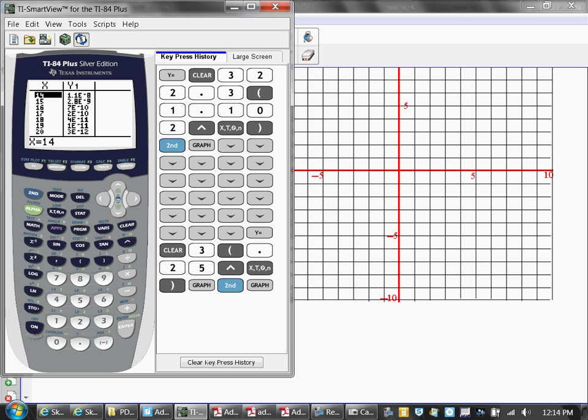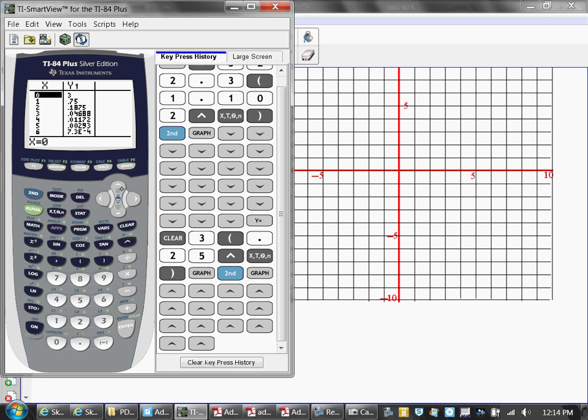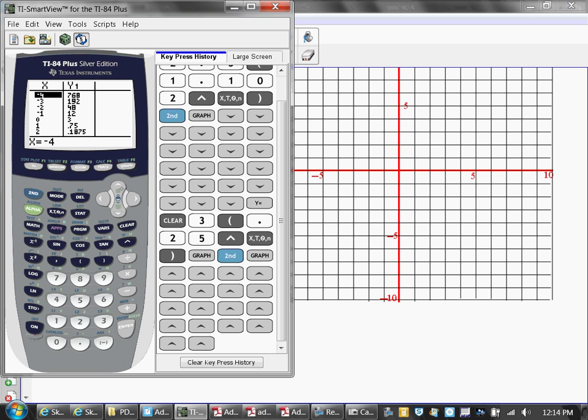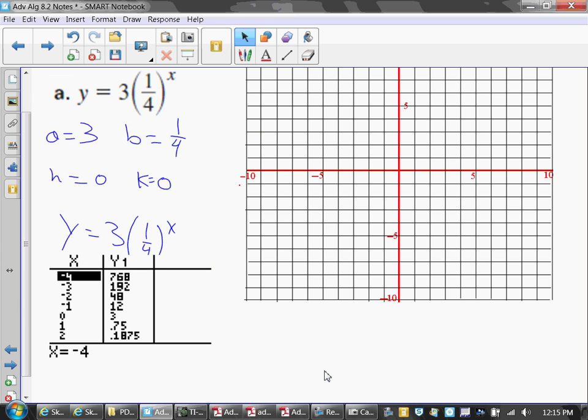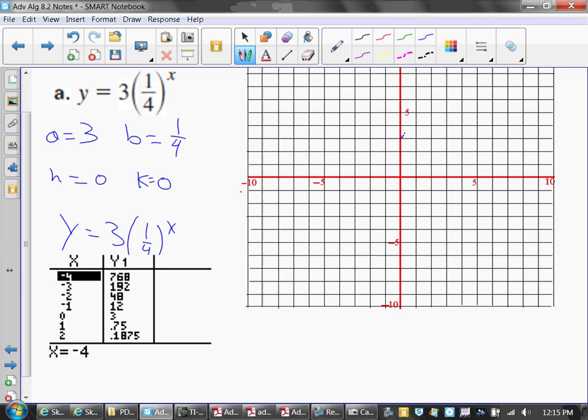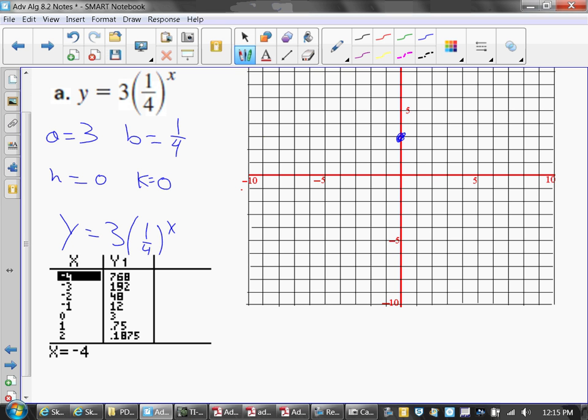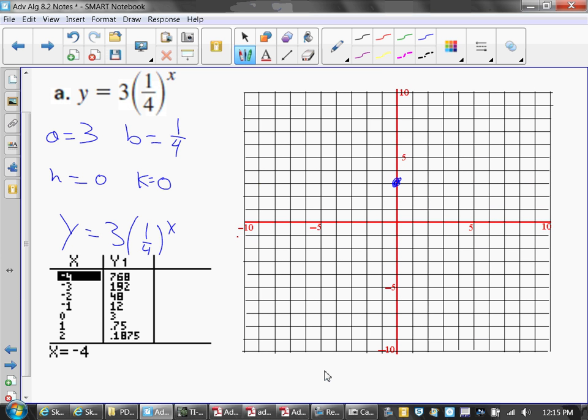And that's really all there is to this, guys. You plot your points, just like we did before. Slowly but surely get up there. My y-intercept is at 3. At -1, it's 12, so it's already up off the graph. And then at +1, it's 3/4. So you get the idea. It's going to look like this.